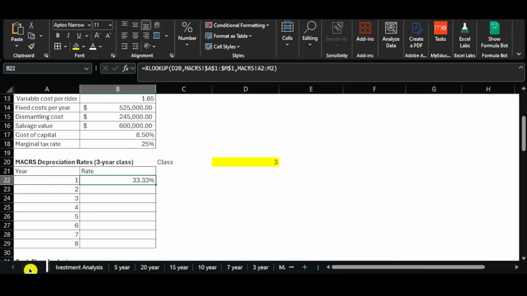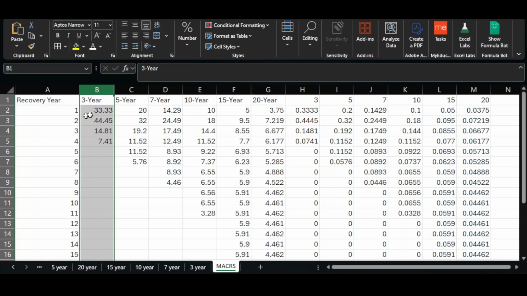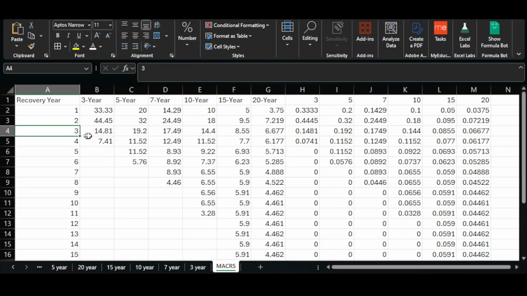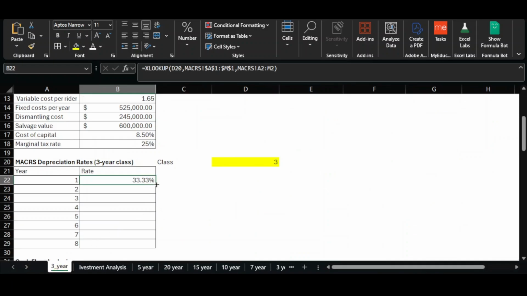And if you go back to the MACRS sheet, year 1 of a 3-year plan or life is really a 33.33% depreciation rate. I expect the recovery year number 2 to be 44.45, 3 to be 14.81, 7.41 for the year 4, 0 for the 5th year life of the asset. It's still 0% in the 6-year life of the asset. And let's take a look if it does that. So if I fill this down all the way, presumably until the 8th life, but apologies for that.